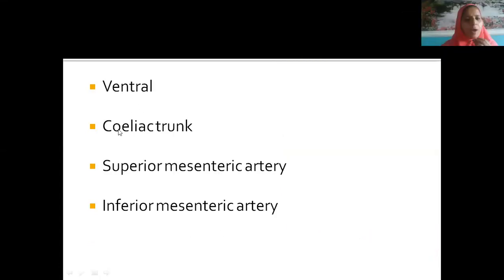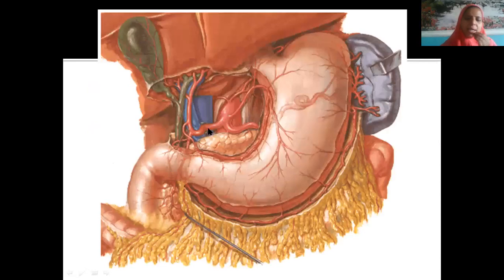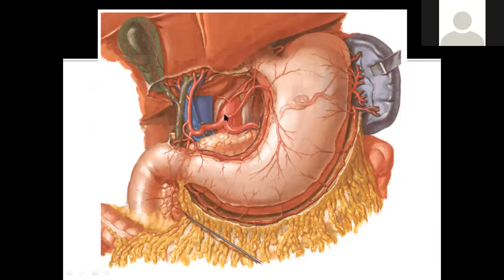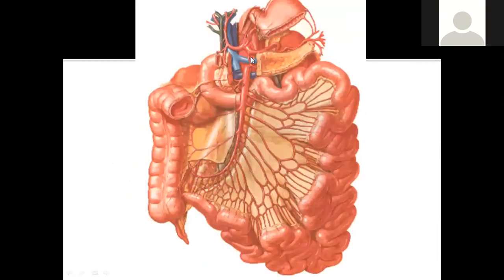So ventrally we see the celiac trunk, superior and inferior mesenteric arteries. I will take your viva on the celiac trunk branches. Should I take it now or later? Okay, I'll take it at the end of the abdomen. But as a quick revision: the celiac trunk gives the left gastric artery, the splenic artery, and the common hepatic artery, which gives the proper hepatic artery, right and left branches, right gastric, gastroduodenal, right gastroepiploic. The splenic gives the left gastroepiploic and short gastric arteries.